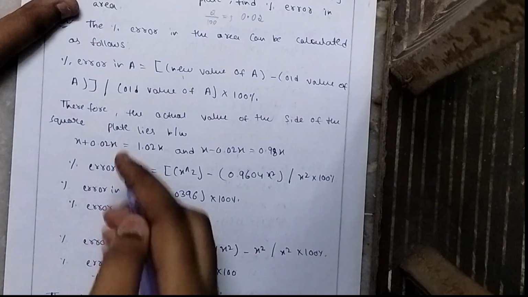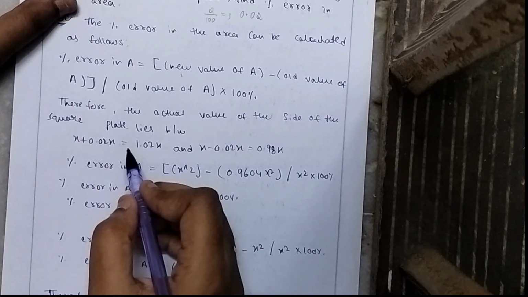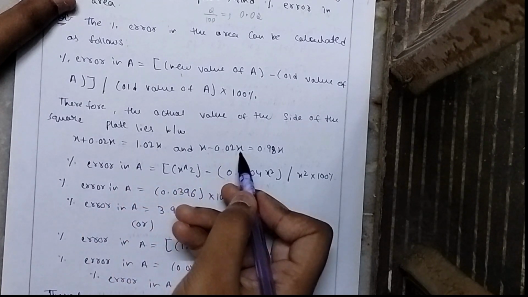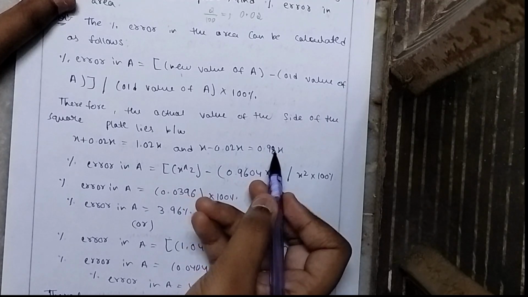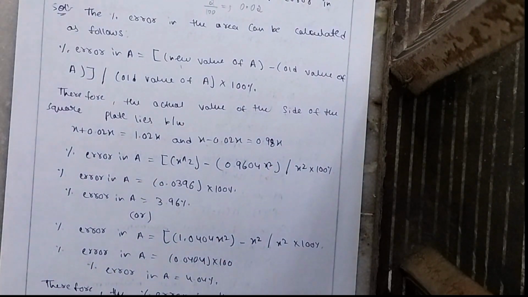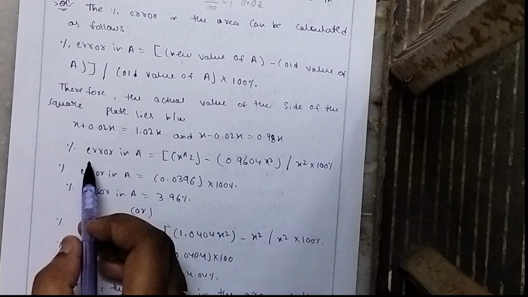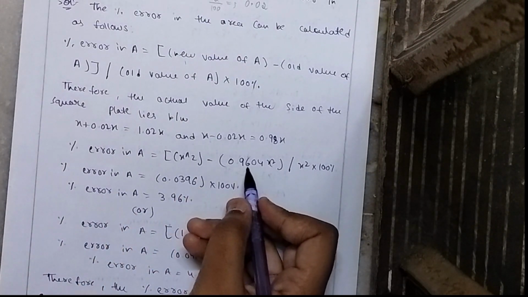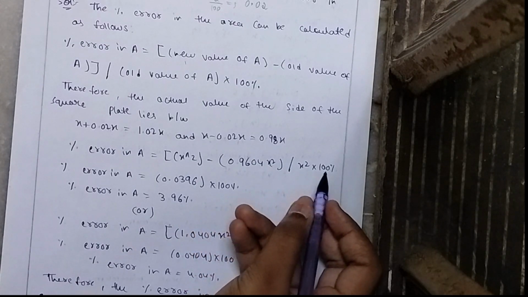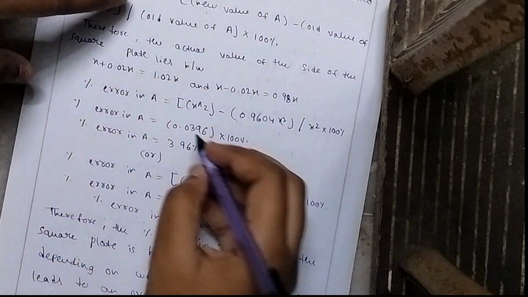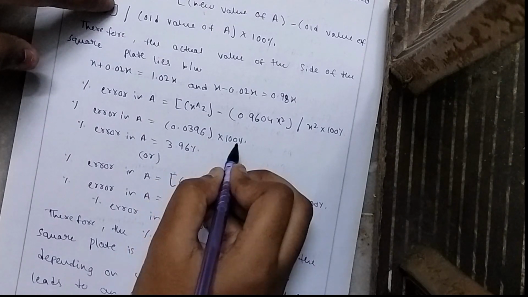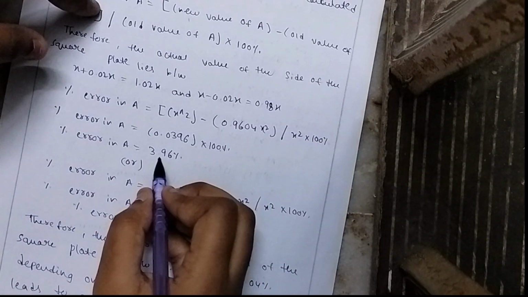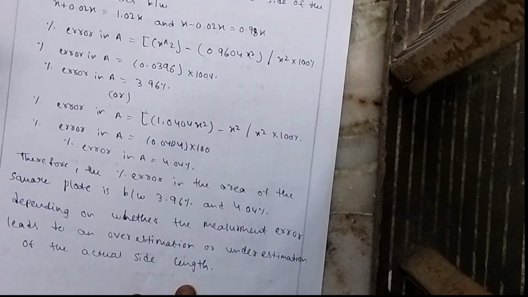And now x plus 0.02x equals 1.02x, and x minus 0.02x is equals to 0.98x, maximum and minimum. So the new value is percentage error in A equals x square minus 0.9604x square by x square into 100%. So the value is 0.0396 into 100%. So 3.96.